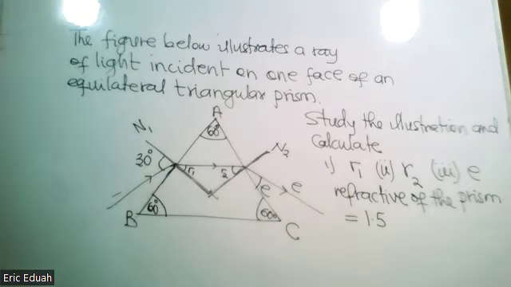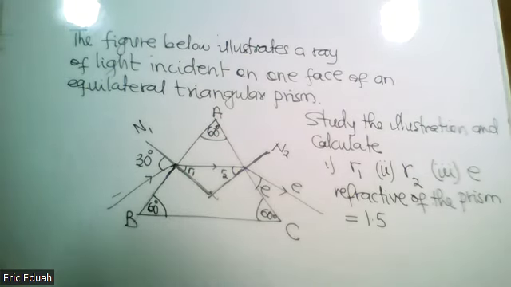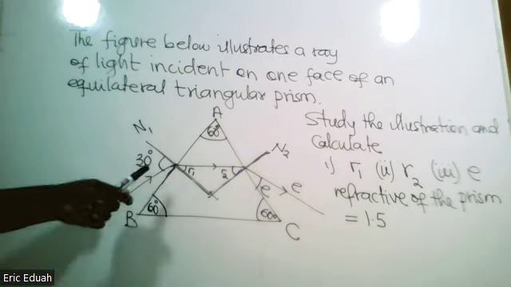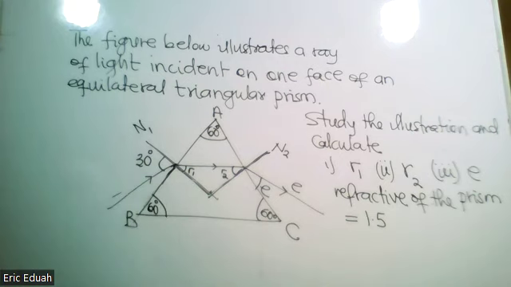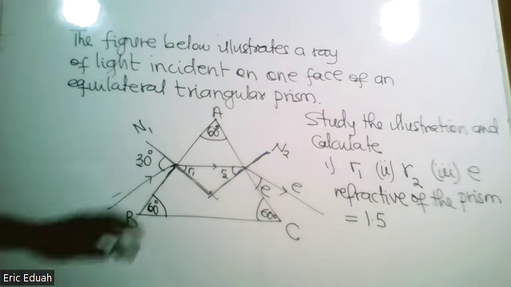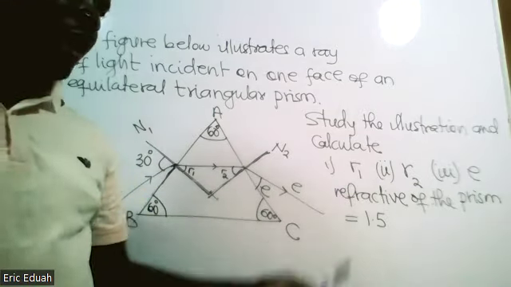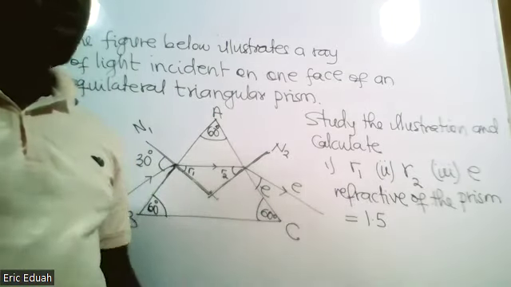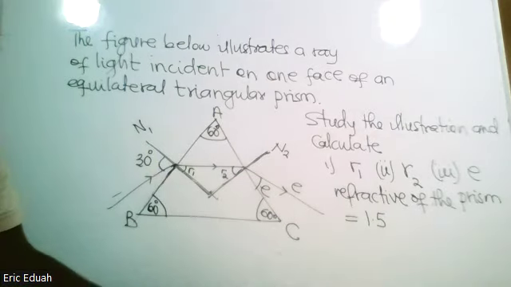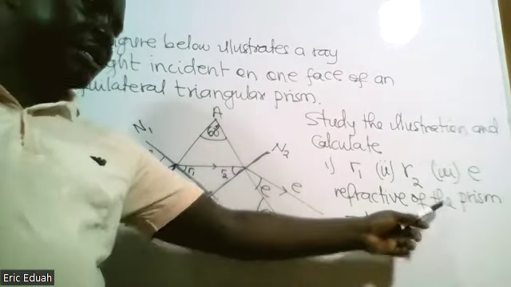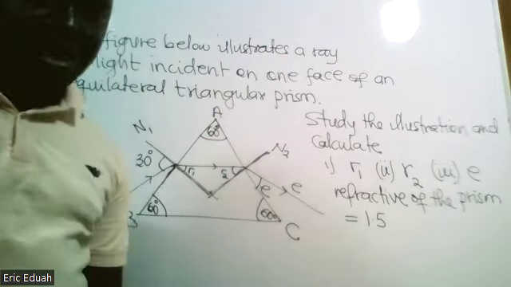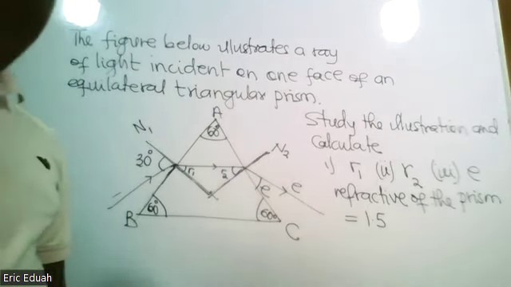All the interior angles are equal. The angle of incidence is 30 degrees. We have to study and calculate R1, R2, and E when the refractive index of the prism is 1.5.